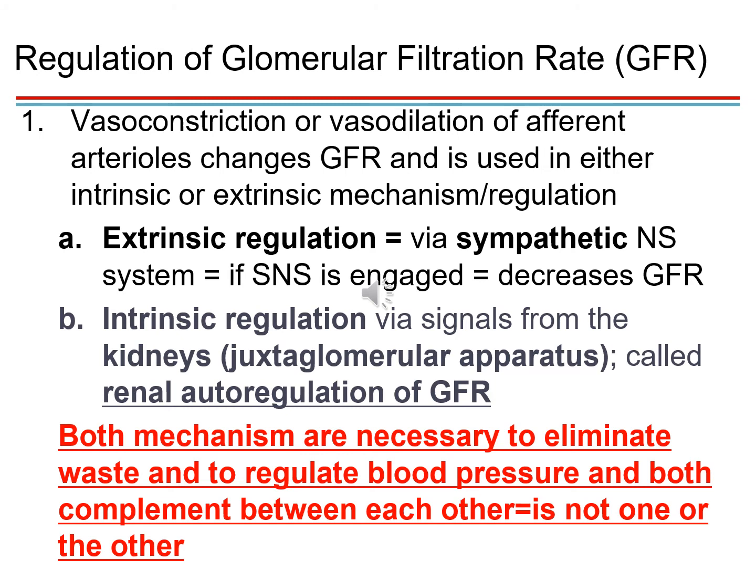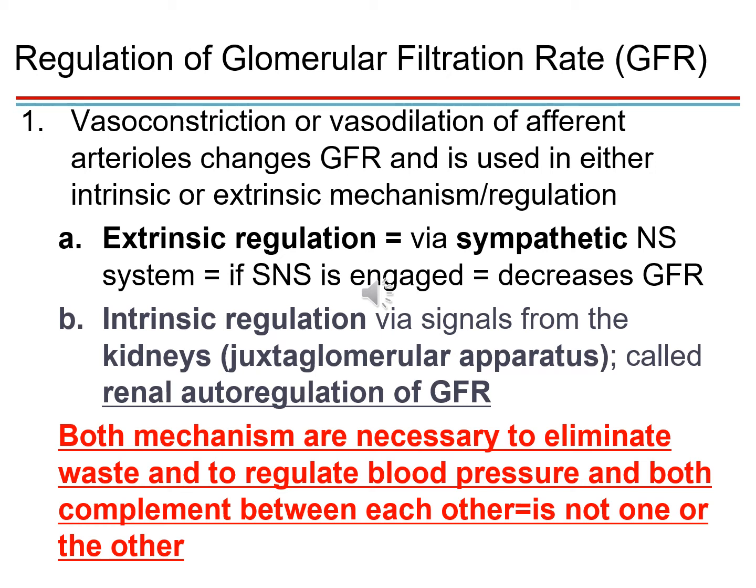Now, this is the only way that we have to regulate the glomerular filtration rate, but we can adjust the width of that afferent arteriole by different mechanisms. One is called extrinsic, the other one is called intrinsic regulation.